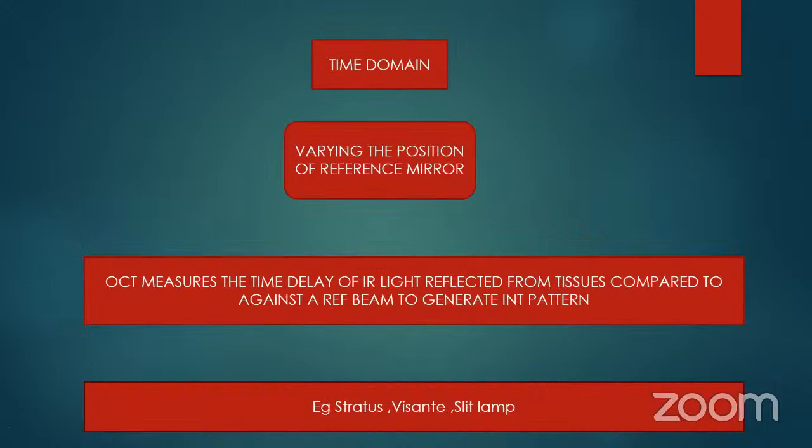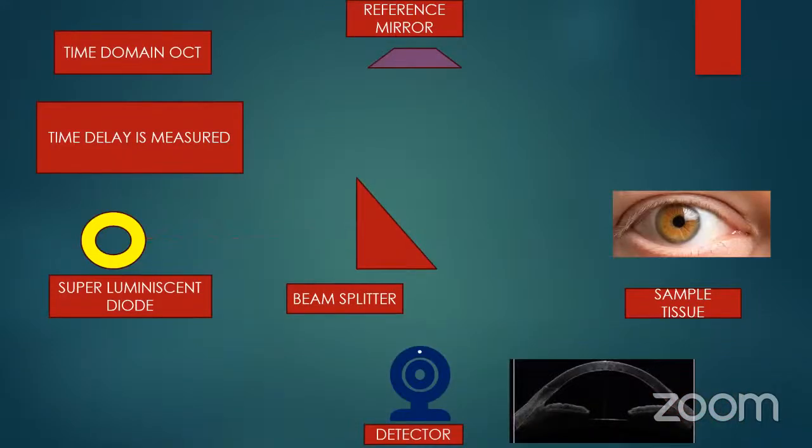So there are three types of ASOCTs. One is time domain, in which we measure the time delay of the infrared light reflected from the tissue of interest and from the reference mirror. Here the position of the reference mirror is changed.